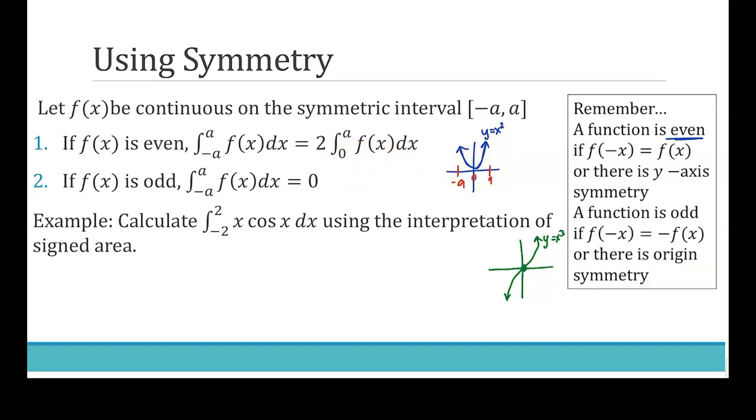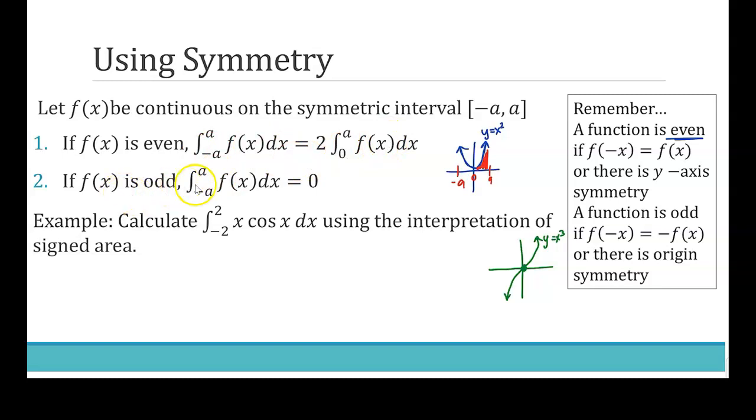So let me erase this. Let's go from 0 to a, this part right here, and then double it. 2 times the integral from 0 to a. Because if there's y-axis symmetry, that area under the curve on the right side from 0 to a is going to be the same, so we're just going to multiply it by 2. This only works if we have a symmetric interval, negative a to a, and if the function is an even function, that we could apply this shortcut technique. So that's the first property that we look at here.